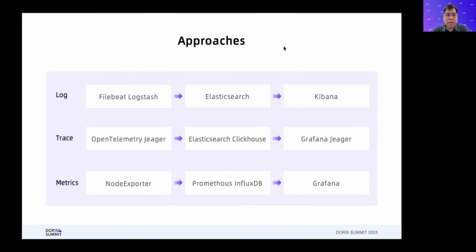Currently, there are some systems to deal with observability data, the three pillars: logs, traces, and metrics. For logs, the ELK stack is very famous. Logstash collects the logs, Elasticsearch stores the logs, and then Kibana provides the visualization for the users. And for traces, OpenTelemetry is very popular. And for metrics, Prometheus and Grafana are the mainstream.